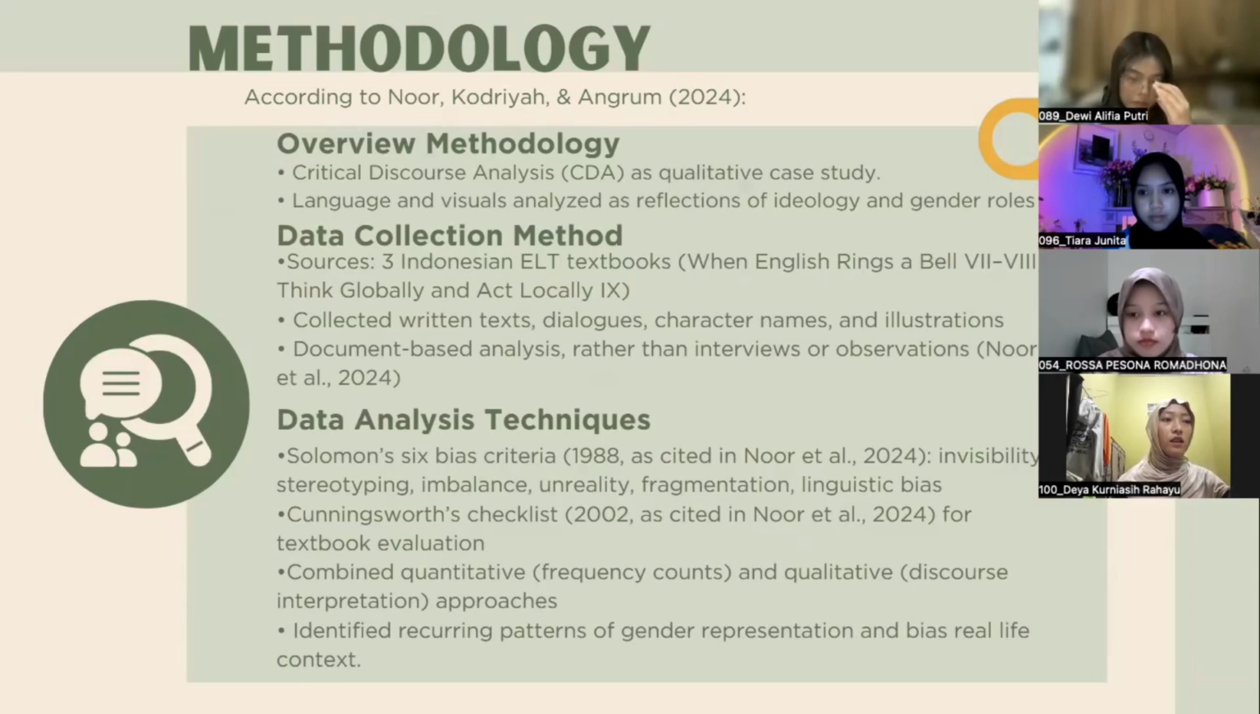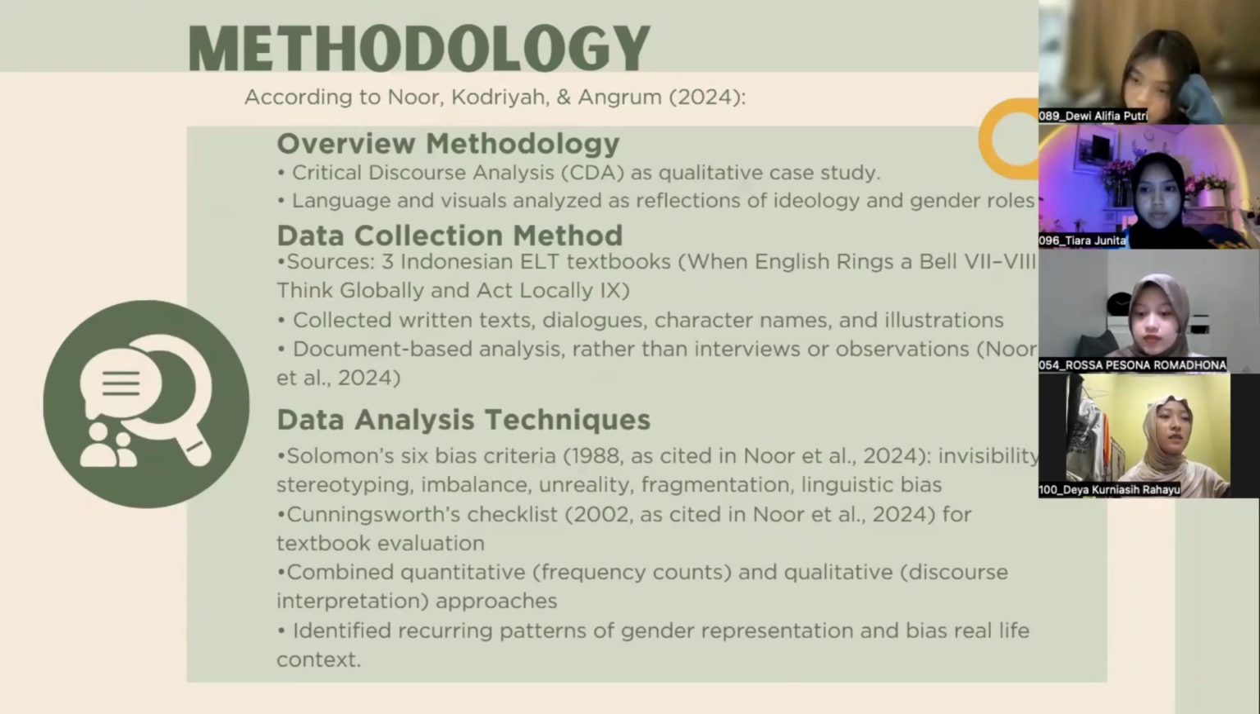For the data collection, the research did not use interviews or observation like in many qualitative studies. Instead, they collected document-based data from official junior high school English textbooks published by the Ministry of Education. These were When English Rings a Bell for grades 7 and 8, and Think Globally Act Locally for grade 9. The materials analyzed included written passages, dialogues, character names, and illustrations. This gave a broad picture of how male and female roles were portrayed in both text and visuals.